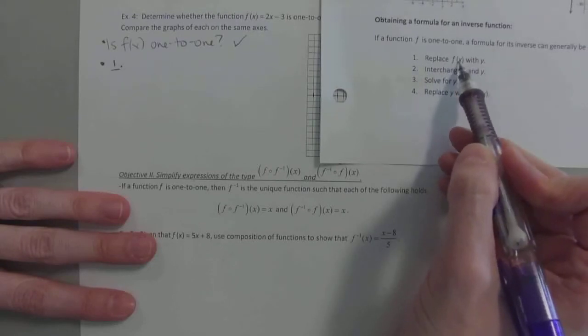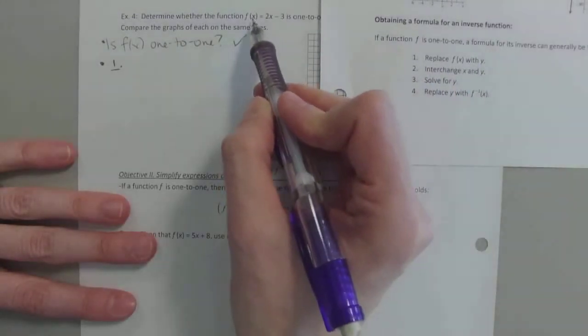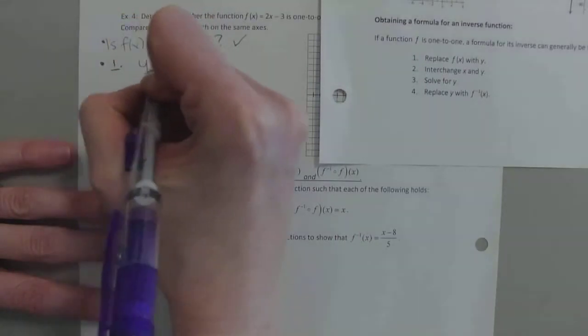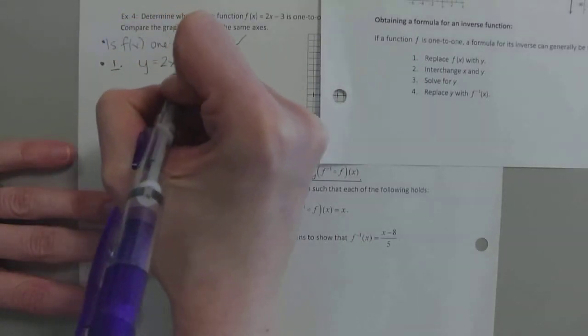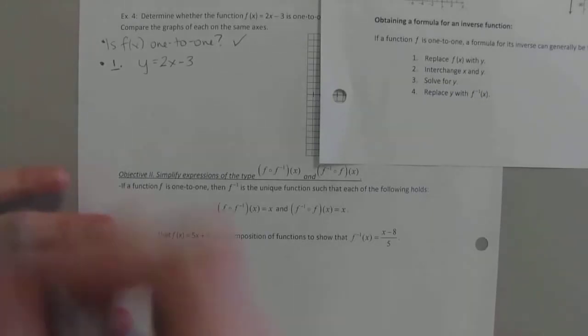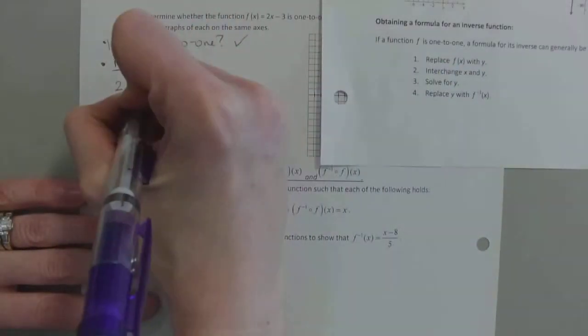But we're going to use, where did they go? These 4 steps, okay? So in this bullet point, I'm going to do these 4 steps. Step number 1 says take your function f of x and replace the f of x with y. So I'm going to take f of x equals 2x minus 3, and I'm going to rewrite it as y equals 2x minus 3. That's how we knew to plot the graph, right?